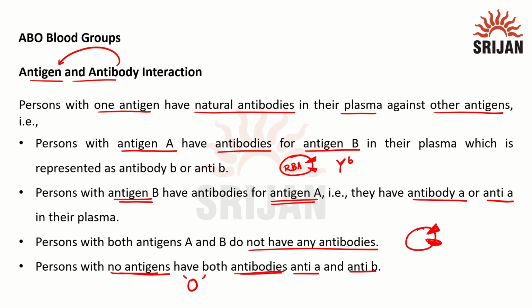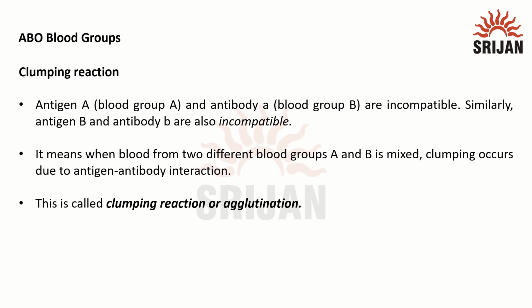that is anti-A and anti-B. This is because antibody B, if I take, will go and bind to antigen B and it can form agglutination or clumping. So what is the clumping reaction? If we see antigen A, that is a person having blood group A, and antibody A, that is a person having blood group B, they are said to be incompatible. So similarly, antigen B and antibody B are also incompatible.